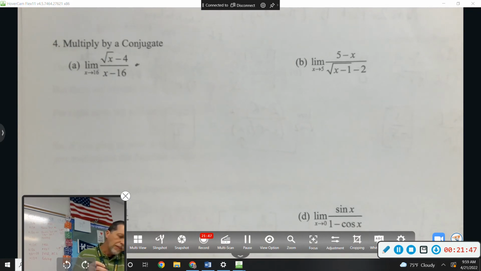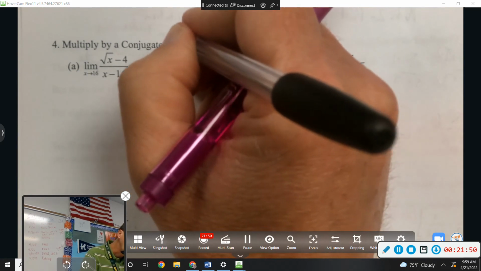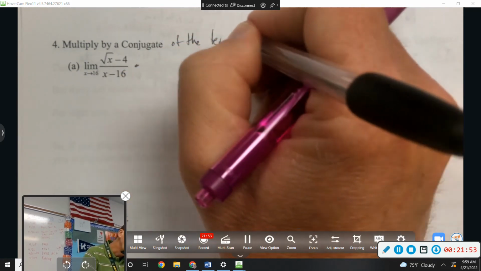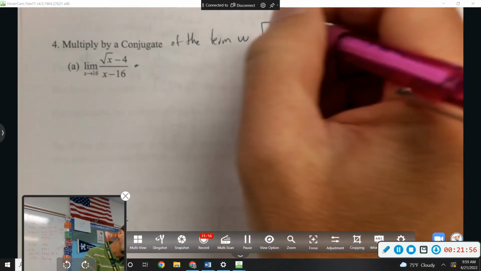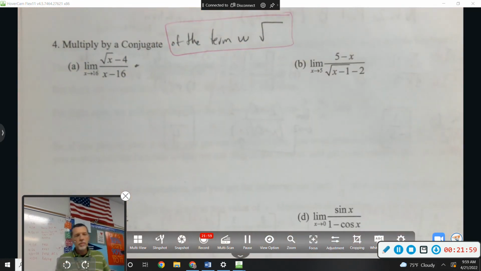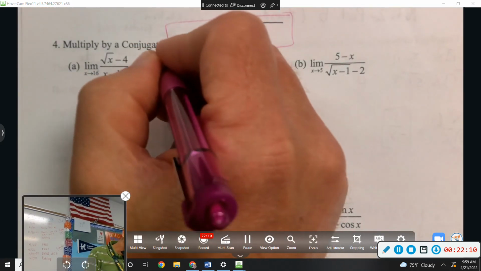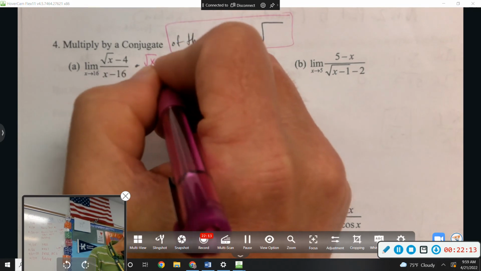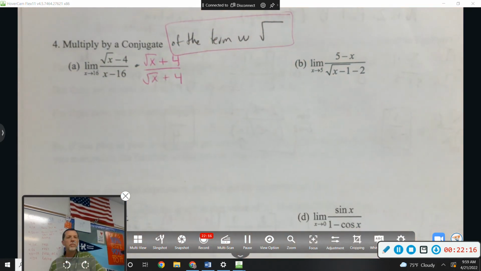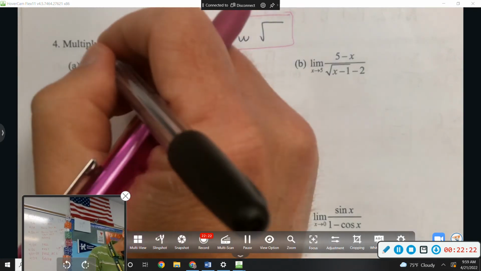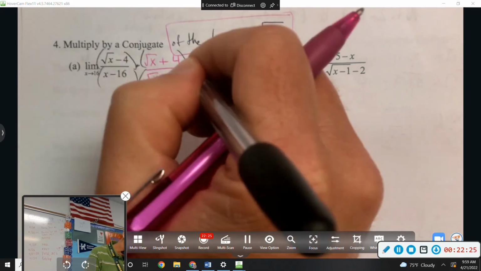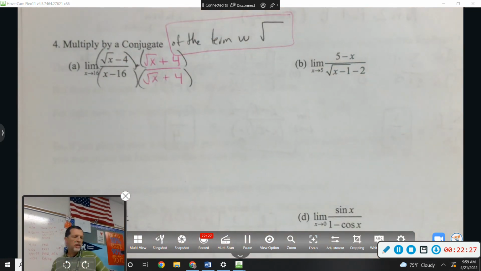If a square root's involved, multiply by a conjugate of the term with the square root. So yes, x plus 16 is the conjugate of the bottom, but we want to multiply by the conjugate of the square root term. So square root of x plus 4 on top and bottom. So I've got what looks like 2 FOIL problems. See what I mean in a minute.